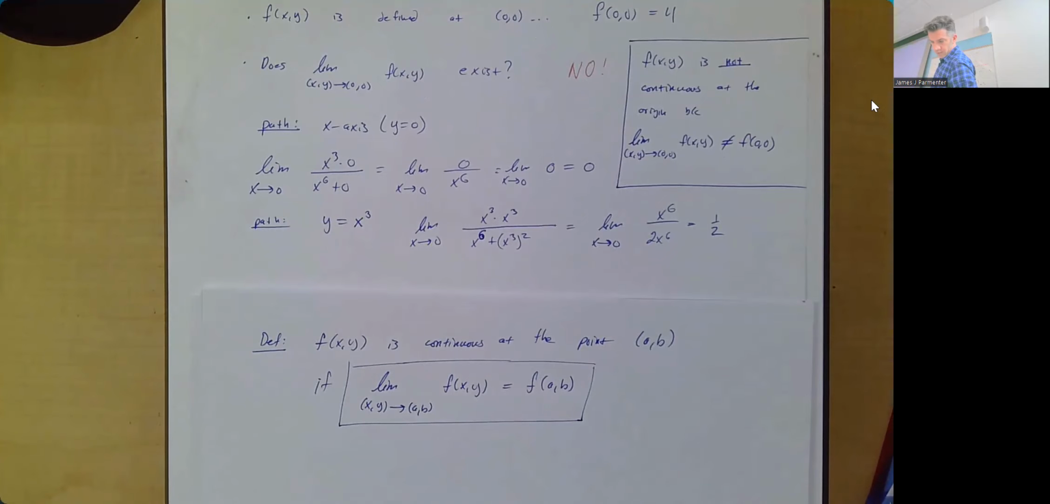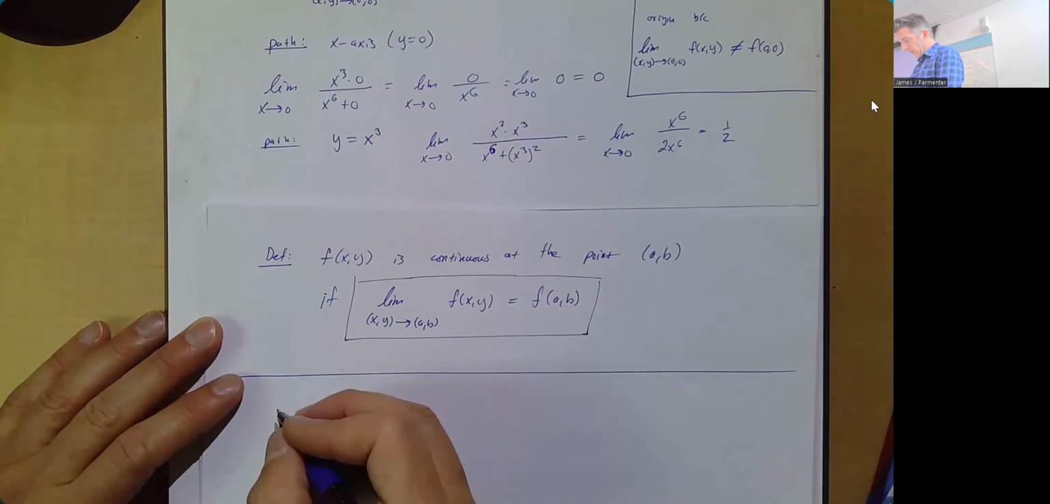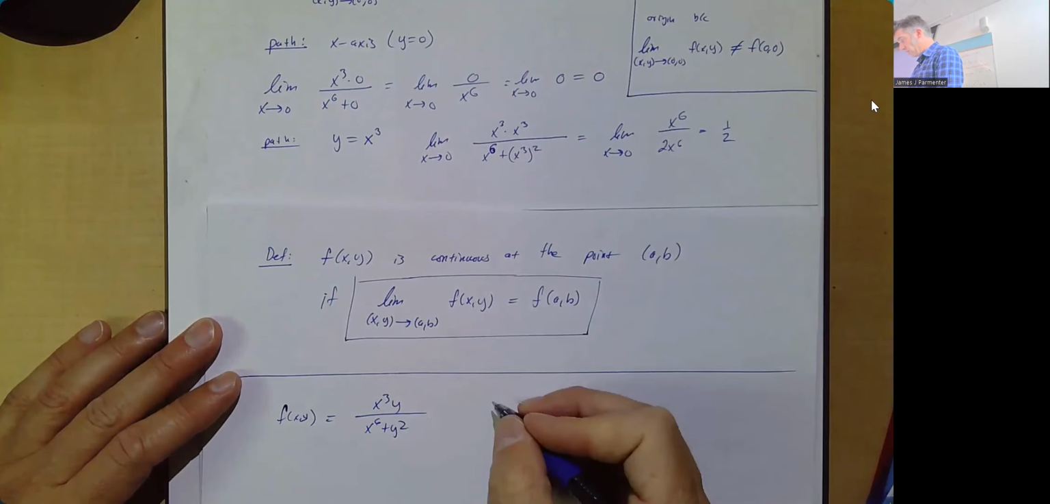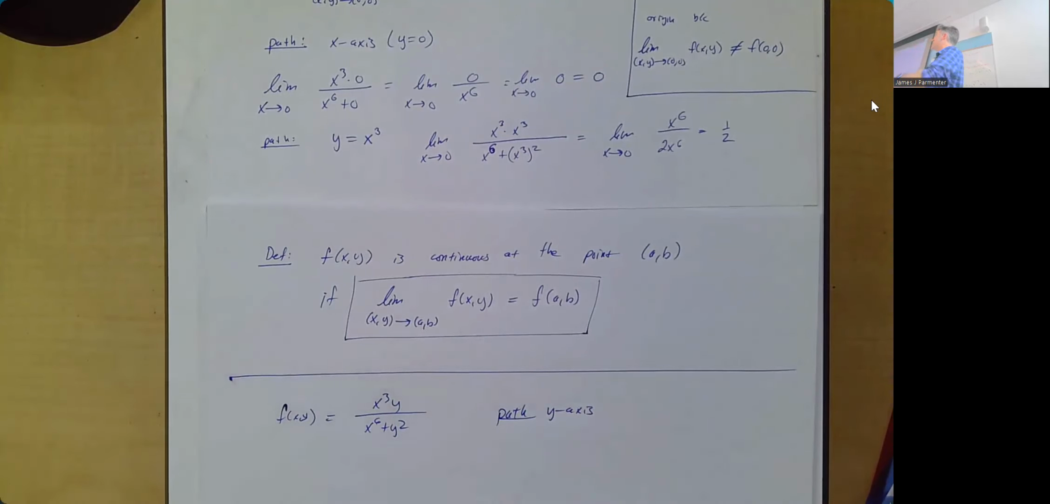Let's see. Yeah, question. Which additional path to use, the line x equals 0? So we could have, but it wouldn't have given us anything different. So if we had used that, in fact, let me just put it down here for a second. So for that previous problem, for f of x,y equal to x cubed y over x to the 6 plus y squared, if I use the path that's the y-axis, I'm not saying it's wrong to use it, I'm just saying it's not helpful in this particular example.